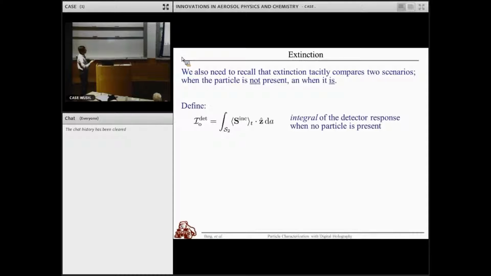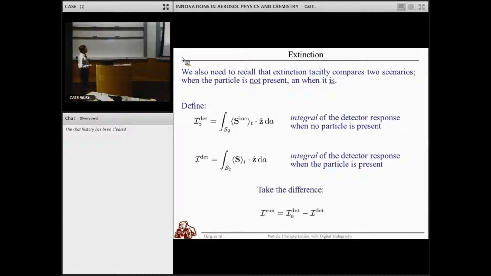The first one, this script I detector knot, is just the integral of what the CCD camera sees when there's no particle present, which mathematically is the integral over that disc-shaped surface S2, coincident with the detector, of the incident energy flow. Okay? Then I'll do exactly the same calculation, but the particle is present now. In other words, this is the integral of our raw hologram before we do the subtraction to get the contrast hologram. It's the integral over the detector surface S2 of the total Poynting vector now. Okay, now lastly, let's take the difference between these two calculations. That gives me this script I con, or contrast integral, if you will.